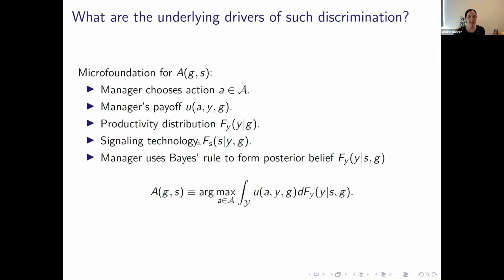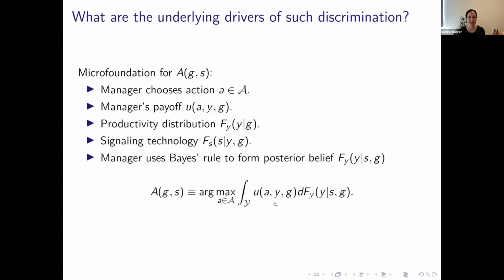And then we call this signaling technology, the distribution of the signal conditional on a given level of productivity. And of course, that could also potentially vary by group identity. So these are the two relevant distributions for the decision. The manager uses Bayes' rule to form a posterior belief about the productivity of a worker, given the observed signal as well as the observed group identity. And then their action rule corresponds to maximizing expected utility with respect to that posterior belief.